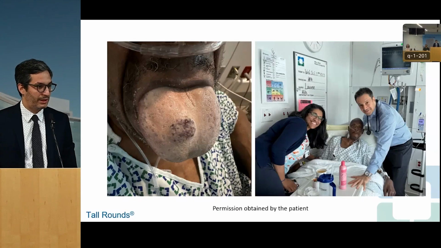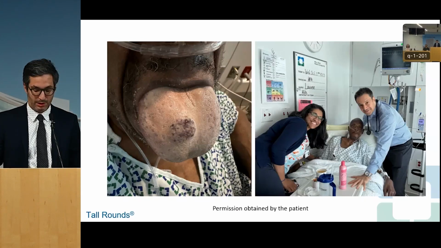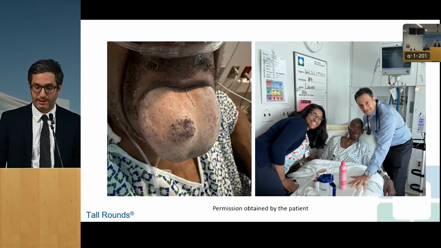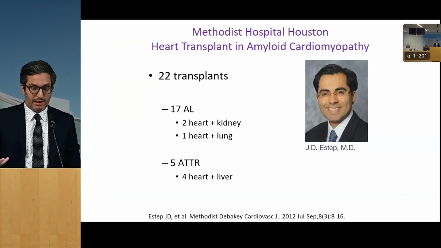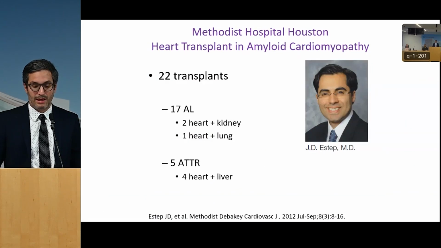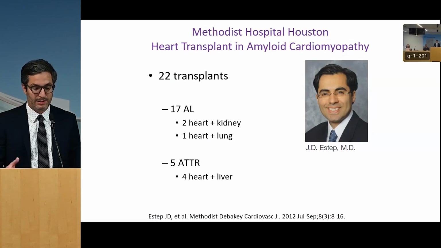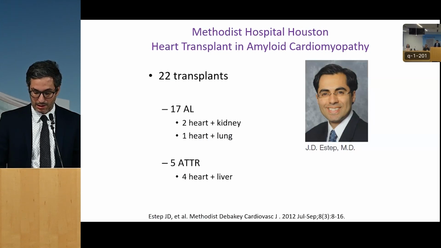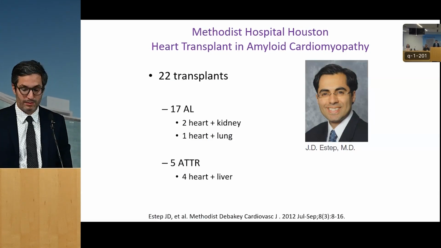Here, with permission of the patient, Dr. Hanna and Dr. Jacob, who took care of him after his heart transplant. Dr. Estep looked at this when he was at Methodist. He had 22 patients with amyloidosis, 17 with AL and 5 with ATTR. Of the 17, 2 were heart and kidney, 1 heart and lung, and of the 5 ATTR, 4 were heart and liver.